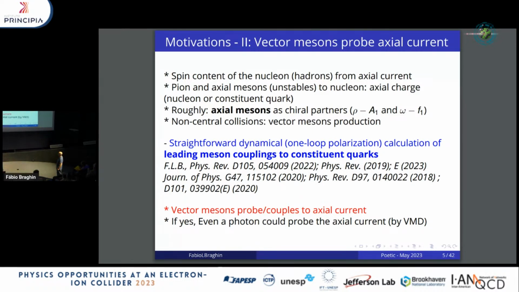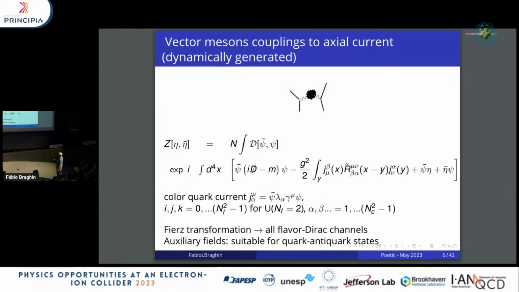for almost 10 years, with the aim of calculating meson couplings to constituent quark currents by taking into account the gluon dressing of these valence quarks. And then I will show some kind of non-leading coupling of the vector meson to the axial current. And then speculate whether a photon, by means of a sort of vector meson dominance, can also probe the axial current. So this is the starting point for the second issue. I will start with the second one.